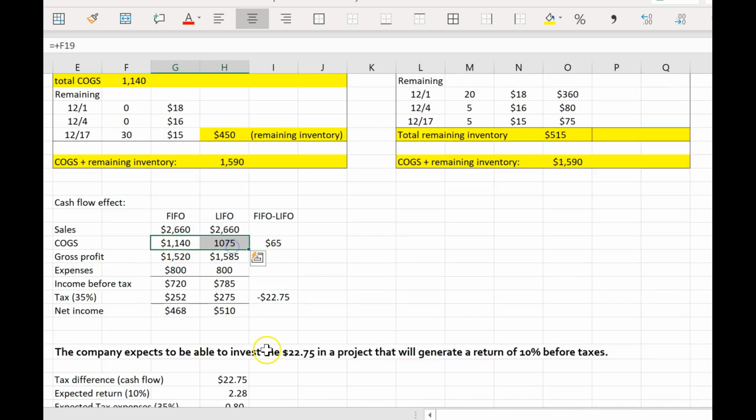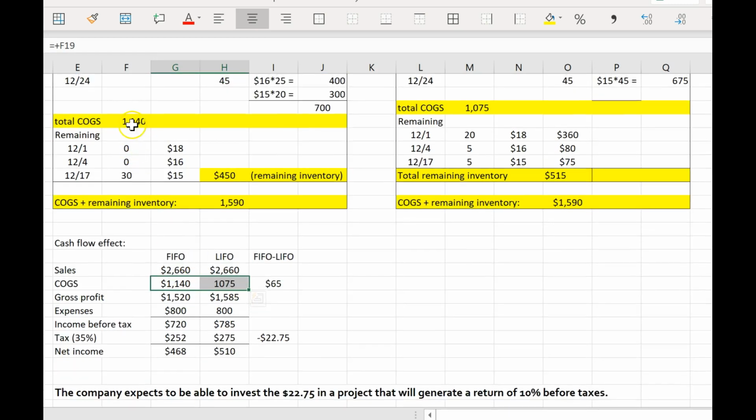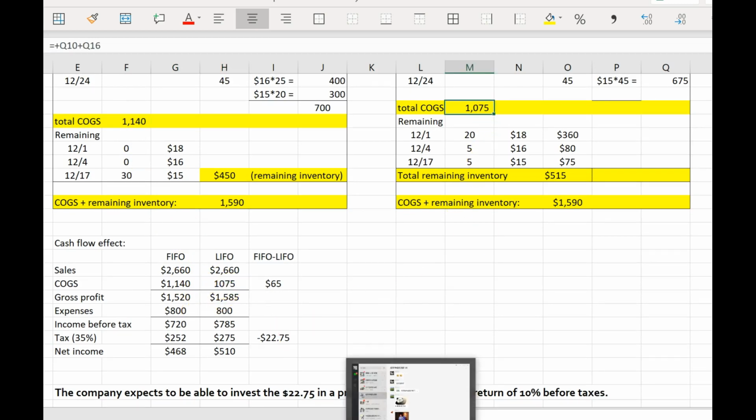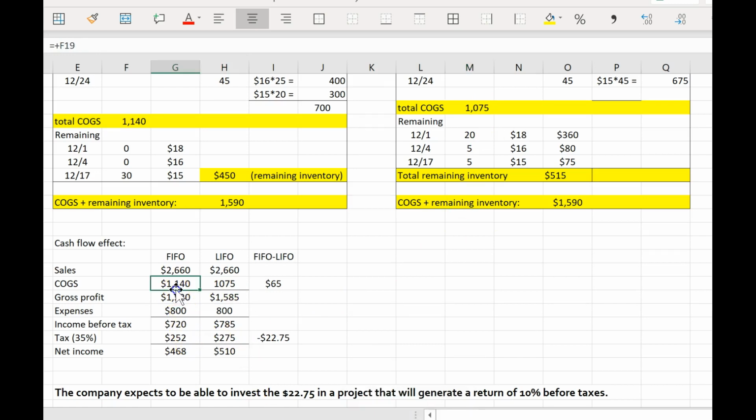Cost of goods sold would change because in FIFO, total cost of goods sold is 1140. In the LIFO case it is 1075, right? So the difference between the two is $65 on the cost of goods sold. So FIFO has a higher cost of goods sold. What does that mean? That means it would have a lower gross profit, right?